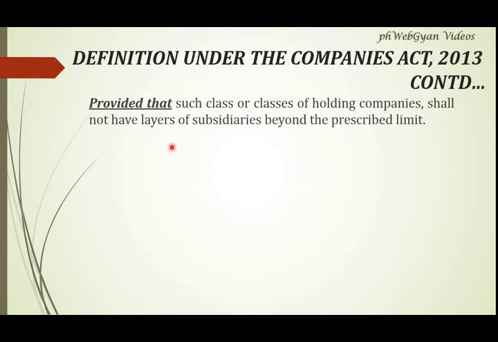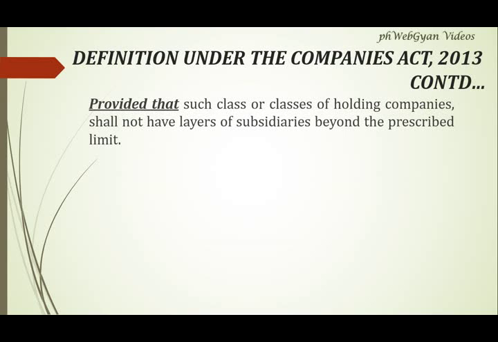Now here, what is the prescribed limit is the question, but till now it has not been notified. So there could be beyond 2 layers, there cannot be any subsidiary of a holding company, or beyond 3 layers. So this limit has not been prescribed yet. So let's move further.